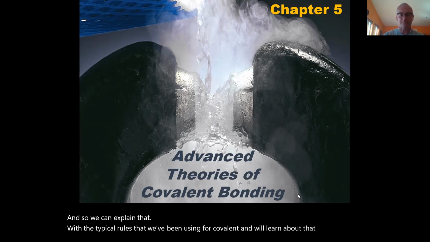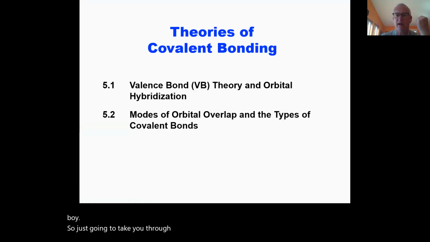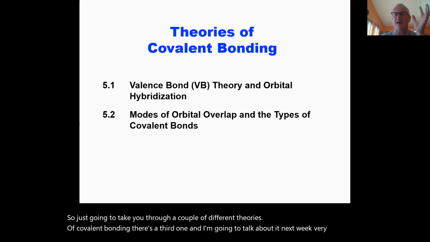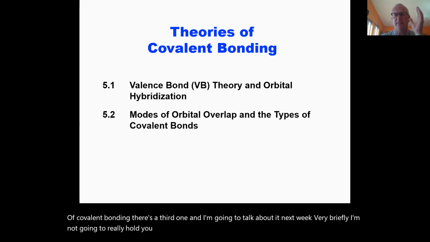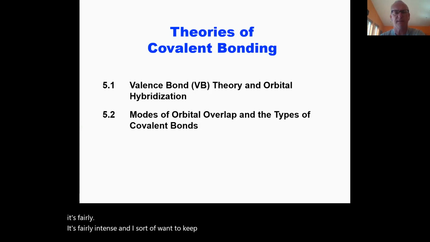Oh boy. I'm going to take you through a couple of different theories of covalent bonding. There's a third one, and I'm going to talk about it next week very briefly. I'm not going to hold you responsible for it. But it is the theory that explains how oxygen can be magnetic. I'll take you through it, but I won't be testing you on it because it's fairly intense, and I want to keep going on to the gas laws.